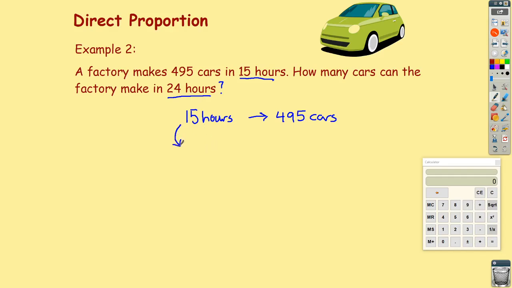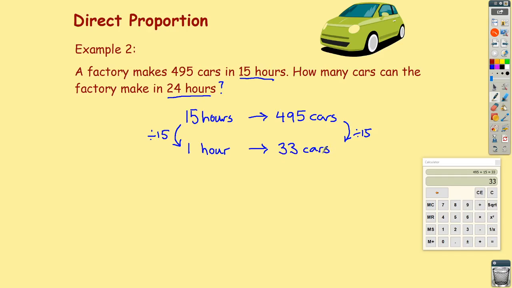We're going to find out by dividing by 15 how many cars this factory will make in 1 hour, okay? So we're going to divide by 15 to get how many cars it makes in 1 hour. So 495 divided by the 15 will give us 33, okay? Slightly nicer rounder number for this one. So 33 cars in 1 hour.